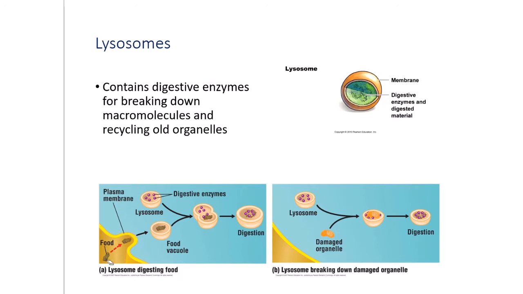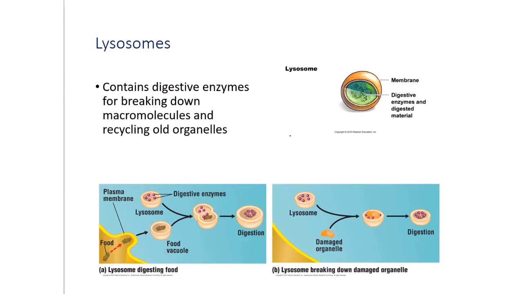This is your cell. There's some food particle. The cell can sometimes ingest those food particles and surround them in another structure, which we call a food vacuole. That will then fuse with the lysosome, where the enzymes in the lysosome will break down the food and digest it. So now we can use the products that we break down from the food, and we can use them to build our own molecules, for example.